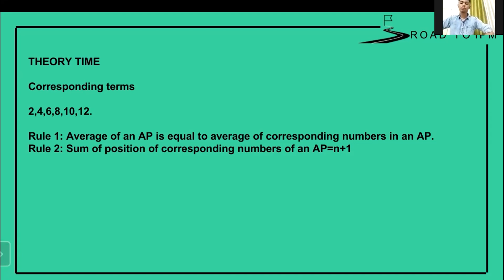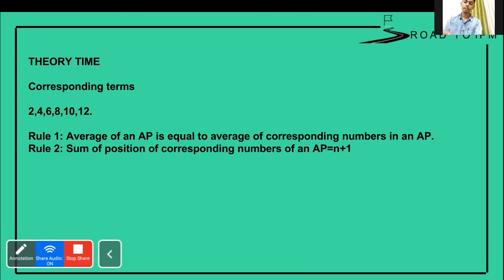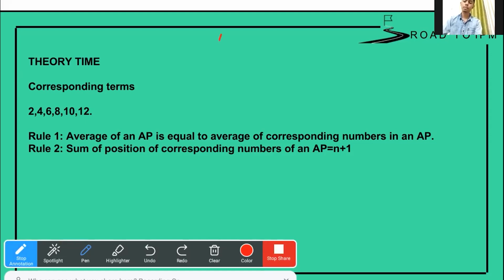Let's take this AP 2, 4, 6, 8, 10, 12. Take the first and last term of the AP, 2 and 12, and find the average. 2 plus 12 by 2 is 7. Take the second last and second terms. You will get 7 again. That is 10 plus 4 by 2 is 7. Right? 12 plus 2 by 2 is 7. 6 plus 8 by 2 is 7.